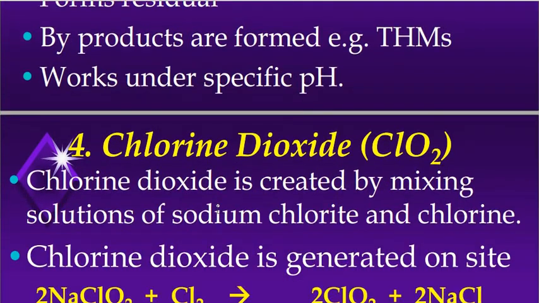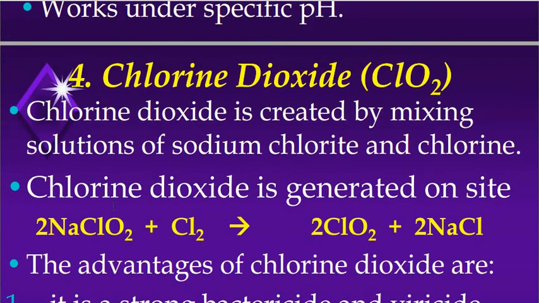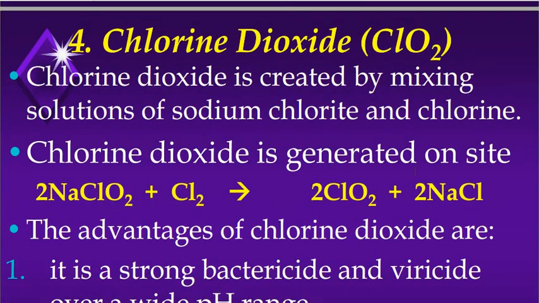Now moving ahead, that is chlorine dioxide. Chlorine dioxide is created by mixing the solutions of sodium chlorite and chlorine. Chlorine dioxide is generated on site by mixing these solutions, that is, sodium chlorite reacts with the free chlorine and gives the formation of chlorine dioxide, and again NaCl, that is the salt, sodium chloride.